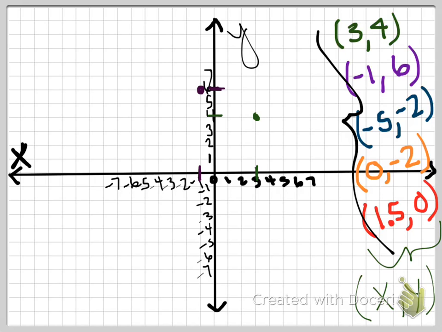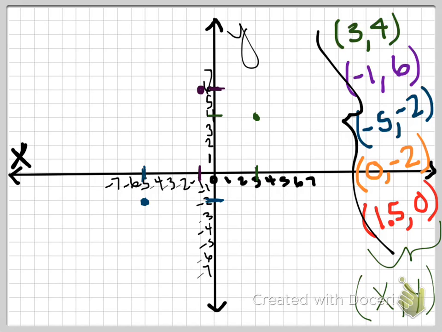Okay, the next one. -5, -2. -5 is the x. So I'm going to go left 5 till I get to -5. -2 means I'm going to go down 2 for the y. So I'm going left 5, down 2. There it is.